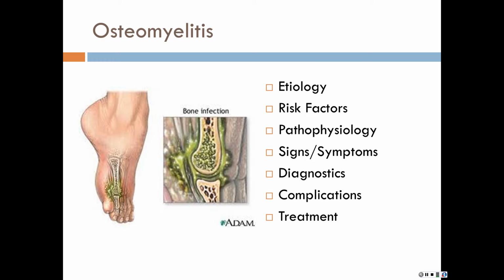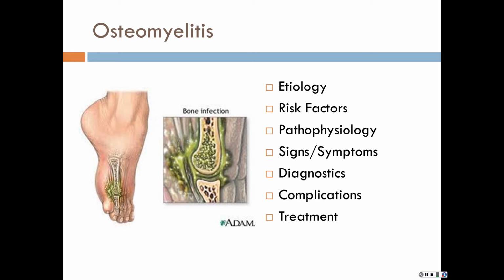Etiology. The reason why we talk about this is because osteomyelitis can happen for several different reasons, not just the most obvious, which is you think about people who have open wounds, they can get osteomyelitis, or open fractures, they get osteomyelitis. But there are some other people too, so we're going to talk about that.